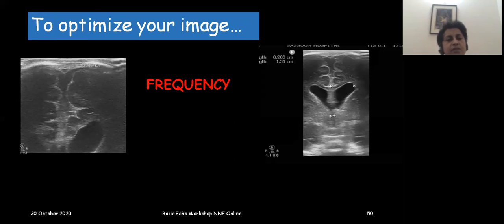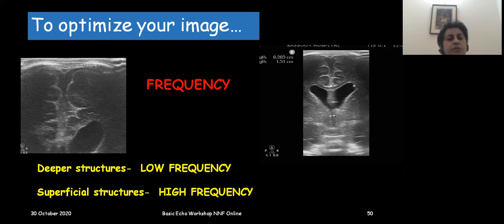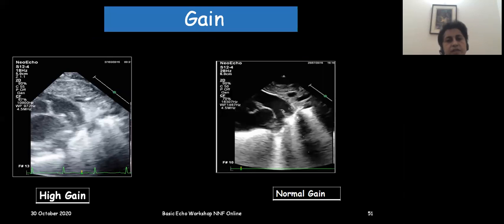So here are some of the images. The one on the left is very blurred. I changed the depth and therefore the frequency, and now I can see a good sharp image. So for deeper structures, I should use low frequency, and for superficial structures a high frequency.